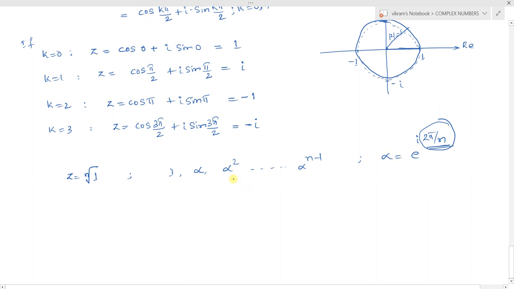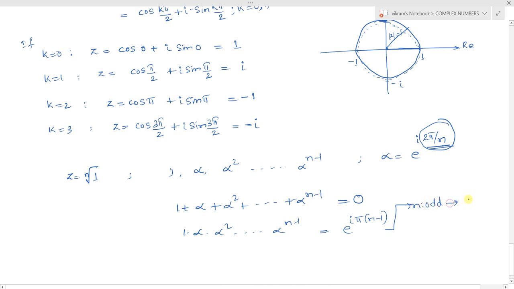Every root has the common ratio alpha, and the sum of the roots, 1 plus alpha plus alpha square and so on up to alpha power n minus 1, is always 0 for the nth root of unity. The product of the roots is e power i pi into n minus 1. If n is odd, the product equals plus 1, and if n is even, the product equals minus 1. All n roots of unity lie on the unit circle. In the next class we will discuss another concept.